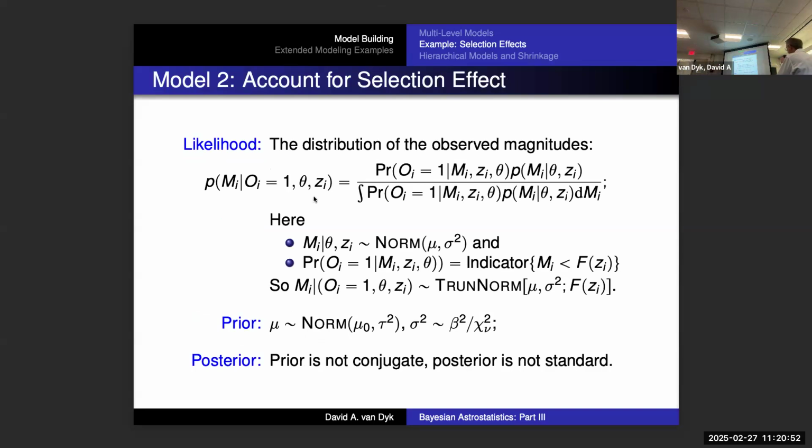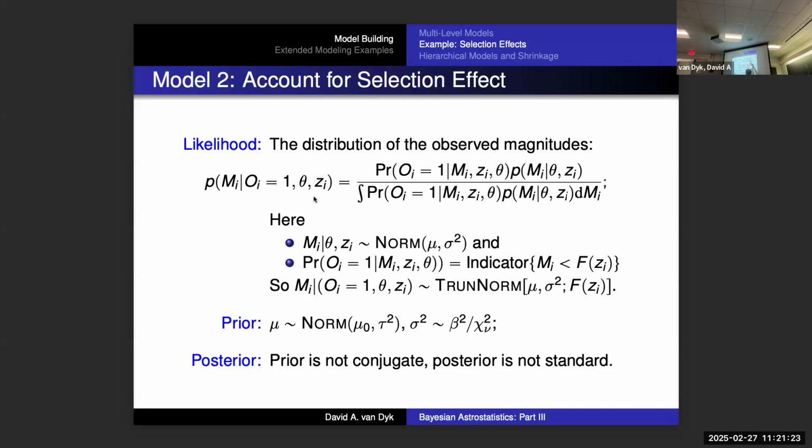If we want to account for selection effects, I'm using this capital O to indicate whether or not the data is observed. So if O is equal to 1, I observe it. If O is not equal to 1, I don't observe it. And so I want to find the distribution of the absolute magnitude given that it's observed. Okay, so that's the notation on the left, the distribution of M given O equal to 1. And how do I do that? Well, that's going to be Bayes' theorem.